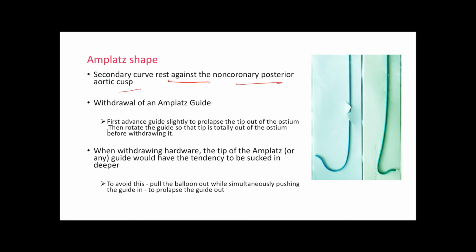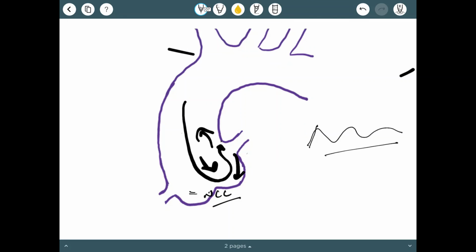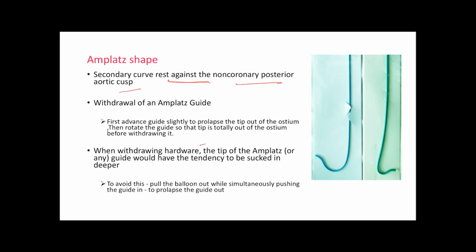Even when withdrawing hardware, the tip of the Amplatz guide has a tendency to be sucked in. To avoid this, pull the balloon out while simultaneously pushing the guide to prolapse it out. So when you are pulling something out through the guide catheter, at the same time you keep a forward push on the guide catheter, so that the tip is not sucked into the coronary ostia. This is the tip that you should really practice when you are handling the Amplatz shaped catheter.